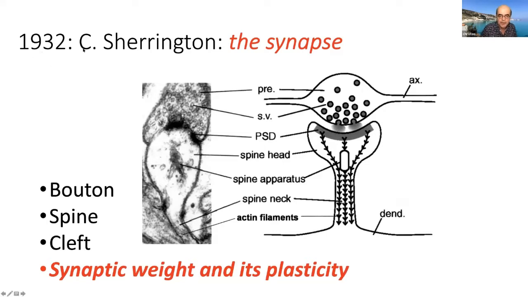Synapses have, up here is the button, the part of the axon that attaches. This is the spine, the part of the dendrite that attaches to the button. Between them, there is an imperceptible gap called the cleft. And this geometry, together with the overall geometry, in other words, where exactly in the axon is this button, and where exactly in the dendrite is this spine, all of this determines the synaptic weight, the strength of the synapse.